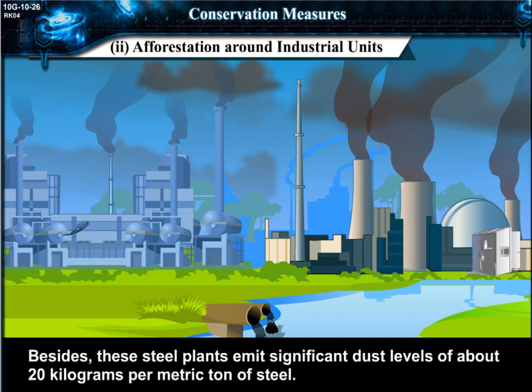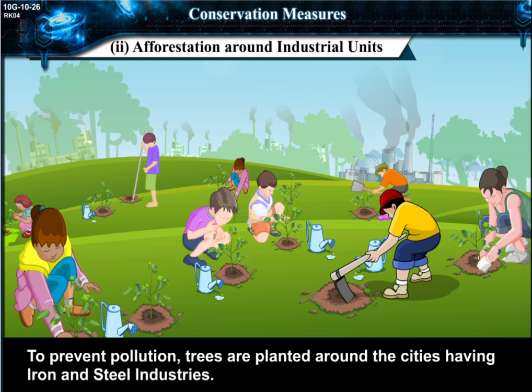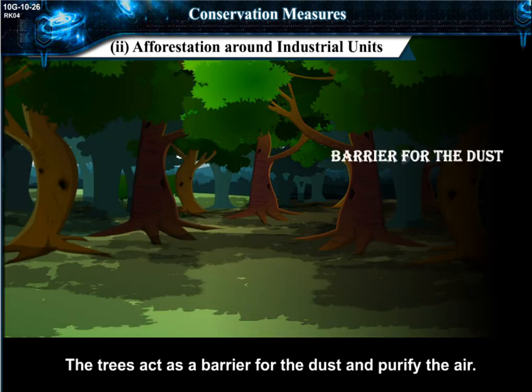Besides, these steel plants emit significant dust levels of about 20 kilograms per metric ton of steel. To prevent pollution, trees are planted around the cities having iron and steel industries. The trees act as a barrier for the dust and purify the air.